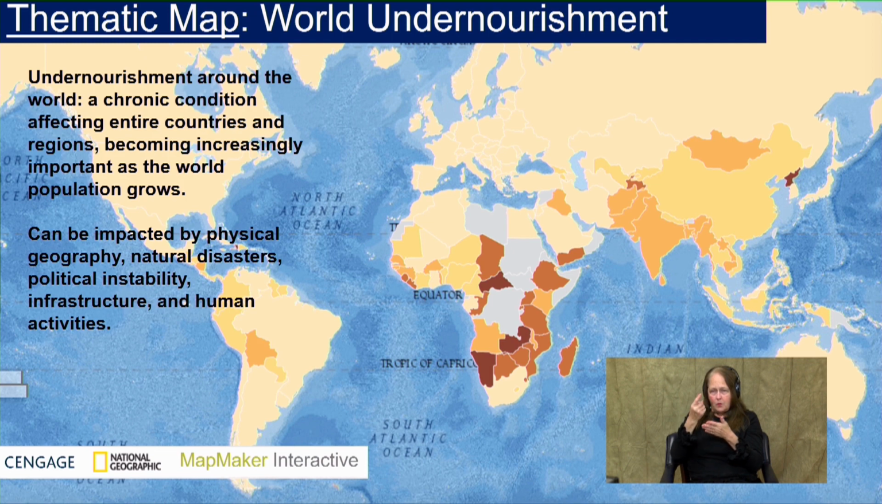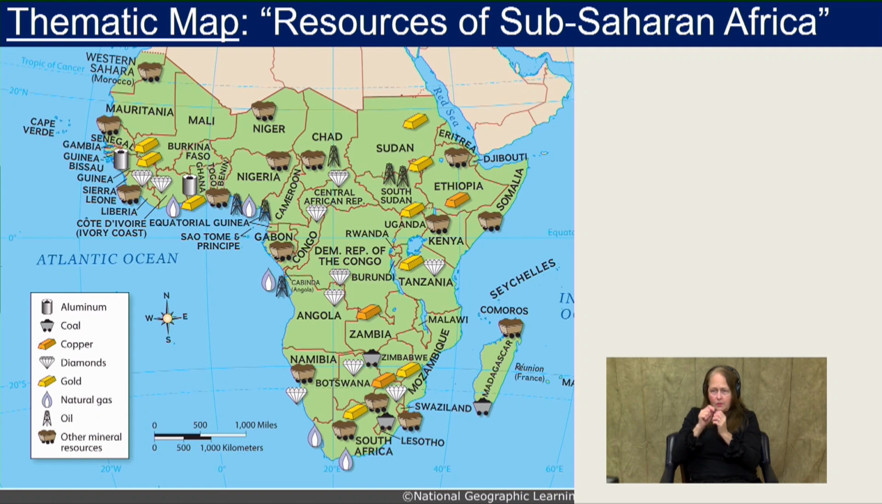One of the ways it's impacting sub-Saharan Africa is with malnourishment, undernourishment. And that is a problem around the world, a chronic condition impacting entire countries and regions, and it's becoming increasingly important as our world population grows. It can be impacted by a lot of different things in physical geography. And if you look at this world map of undernourishment, you'll see that a lot of countries in sub-Saharan Africa deal with this issue. Yet, there are many resources in sub-Saharan Africa.